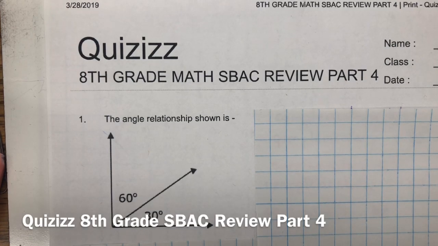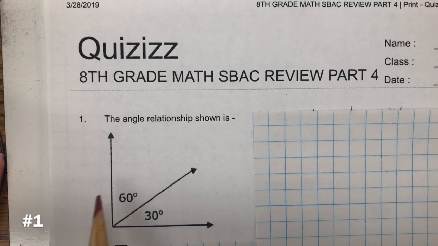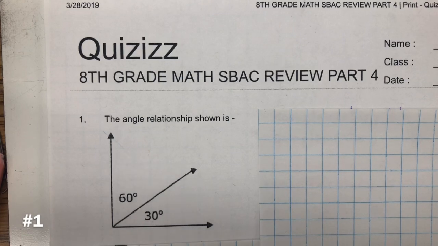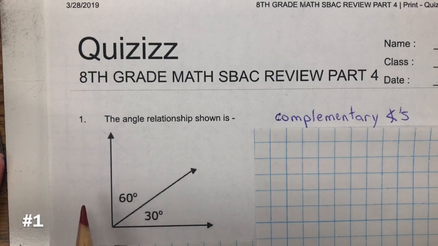This is the Quizizz 8th grade math SBAC review, part 4. In number 1, we need to find the angle relationship that's shown here. So we have an angle of 60 and an angle of 30. So first I want to talk about complementary angles.